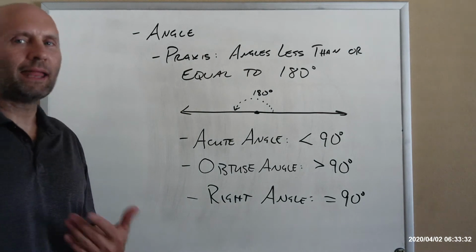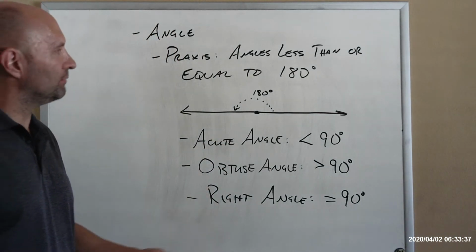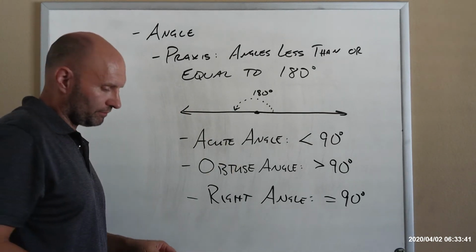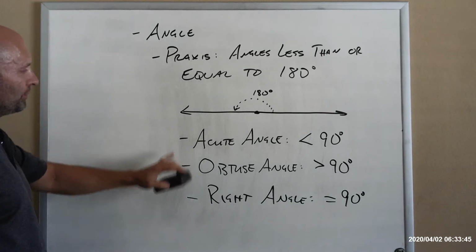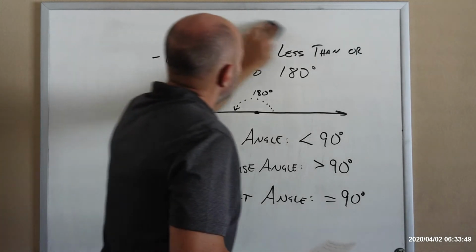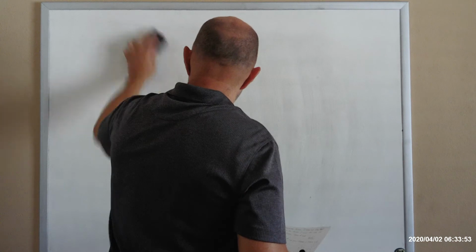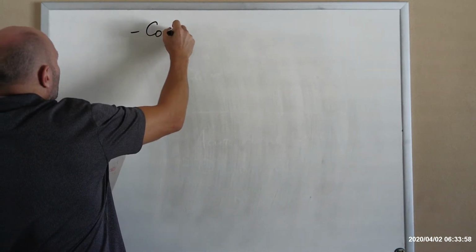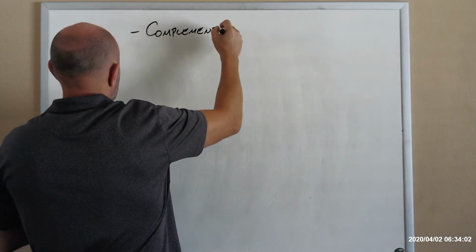And these right angles have a lot of useful features for us, as we're going to see when we start figuring out things about triangles and so forth. All right, so those are angles, three different classifications: acute, obtuse, right. We have a couple other classifications. So we have what's known as complementary angles.